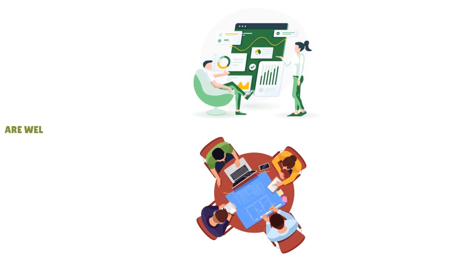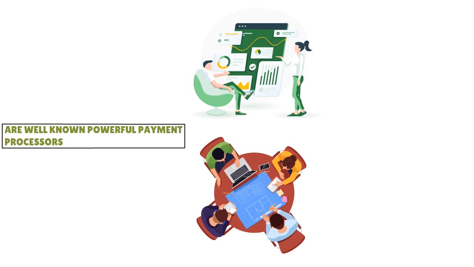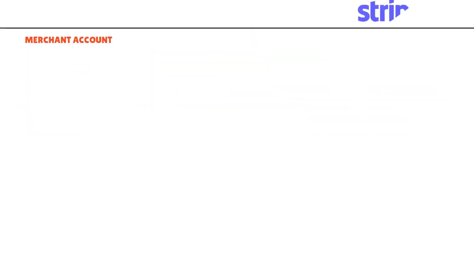But one thing for sure, Stripe and Helcim are both well-known, powerful payment processors, okay? But one major difference actually arises between them in the type of merchant account they provide. Stripe offers an aggregated merchant account, whereas Helcim provides a dedicated merchant account.